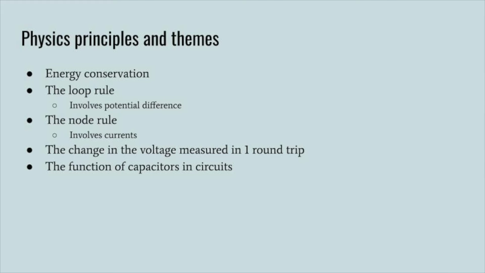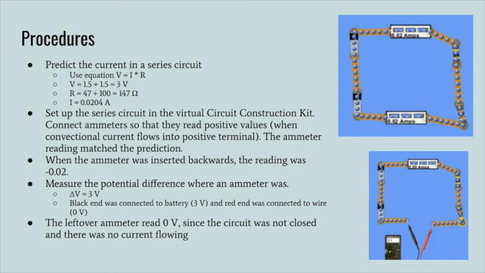The physics principles and themes include the following: energy conservation, the loop rule, which involves potential difference, the node rule, which involves currents, the change in the voltage measured in one round trip, and the function of capacitors in circuits. In this lab, we first predicted the current in a series circuit using the equation V equals I times R. V was 3 volts and R was 147 ohms. I was calculated to be 0.0204 amperes.